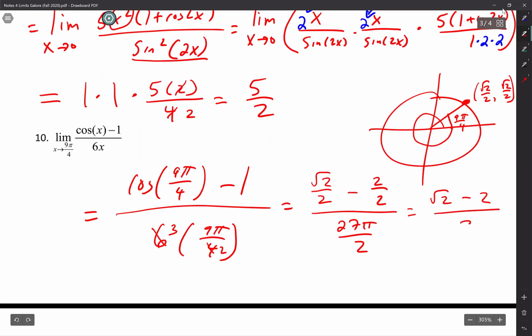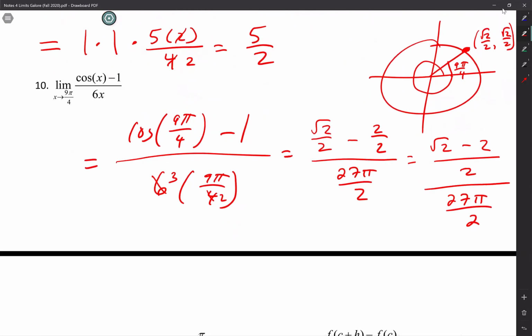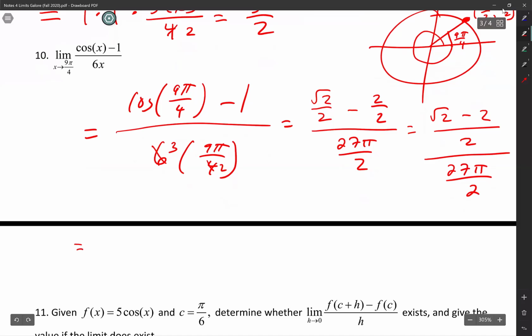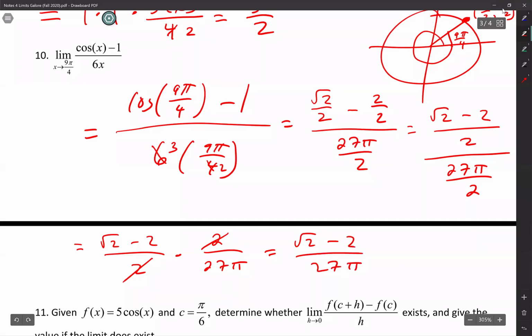You know what? I'm not going to go too fast because every time I do that, I lose you guys. So I'm just going to slow down. You can already see what's going to happen, though. I hope. You can actually leave it like that, and that would actually be the correct answer on the AP exam. But let's simplify it, guys. Square root of 2 minus 2 over 2 times 2 over 27 pi. These 2's cancel out. Square root of 2 minus 2 over 27 pi. There's my answer.